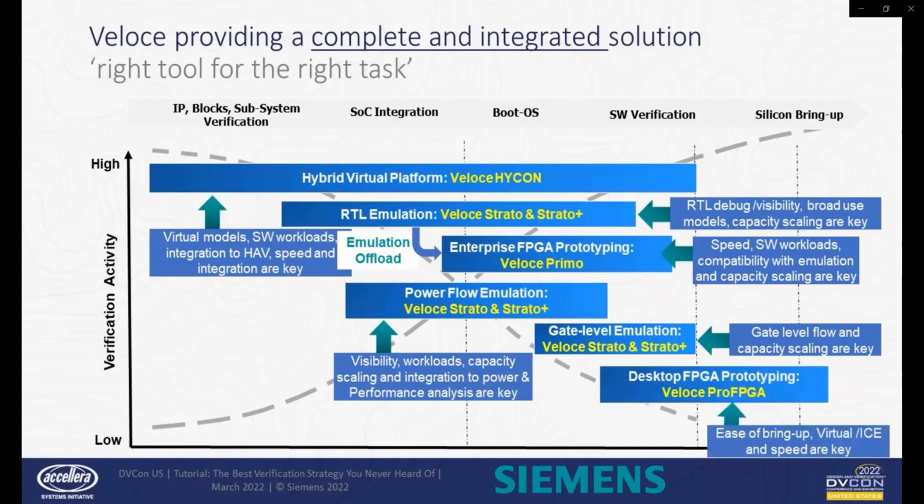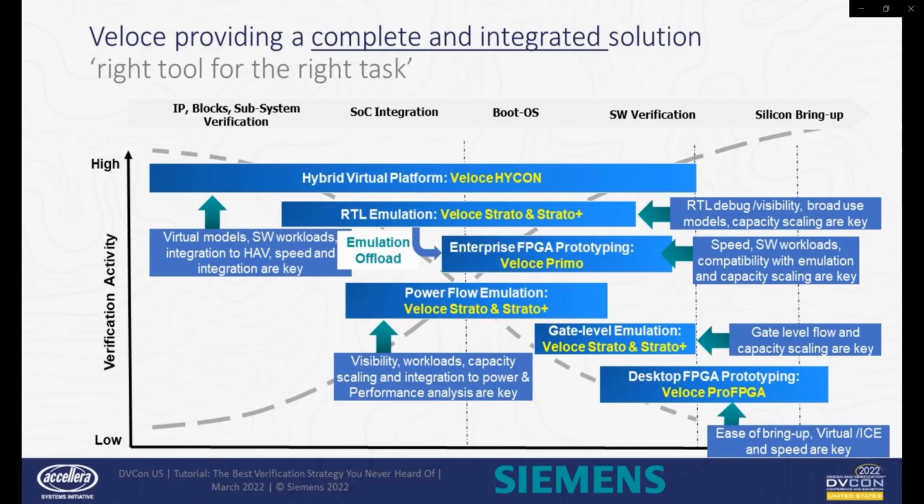Next step is the desktop FPGA prototyping with Veloce Pro FPGA. It is a lower footprint capacity. It is more of a lab or desktop type of environment. Here, ease of bring up and a complete use model from virtual to ICE are key. And it has to be fast because it is targeted for software and silicon bring up.